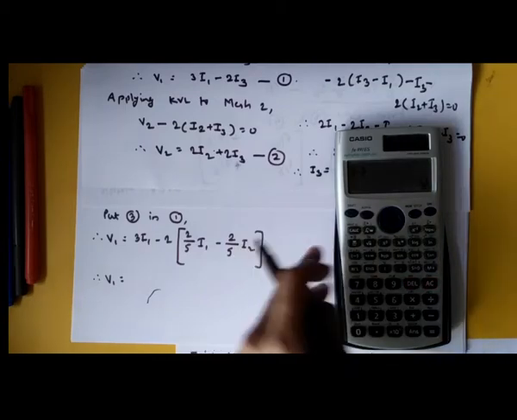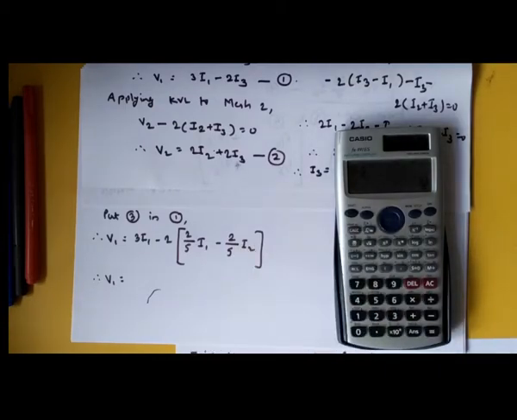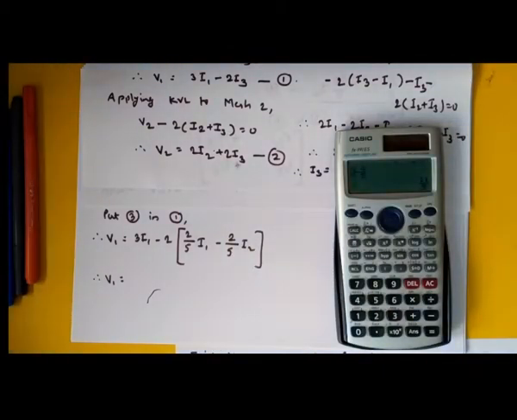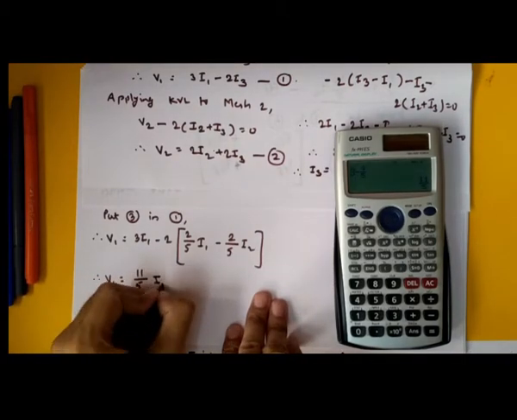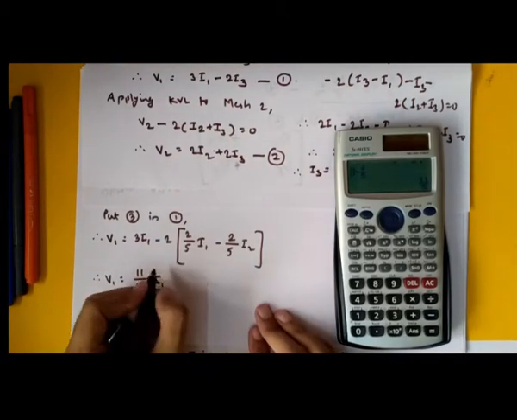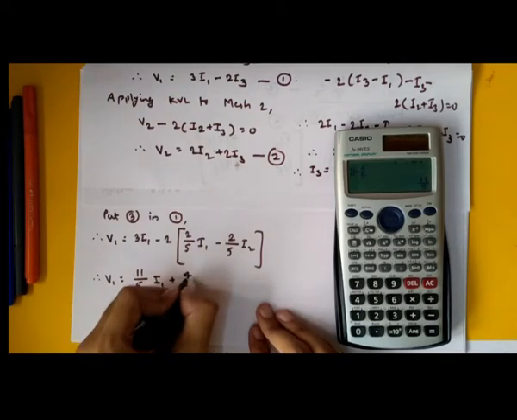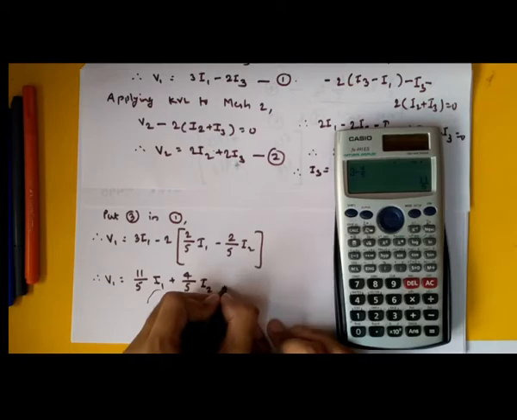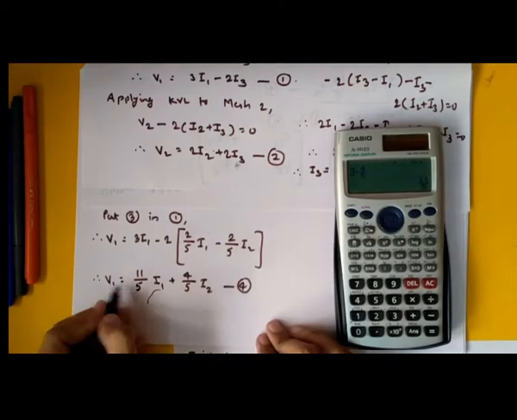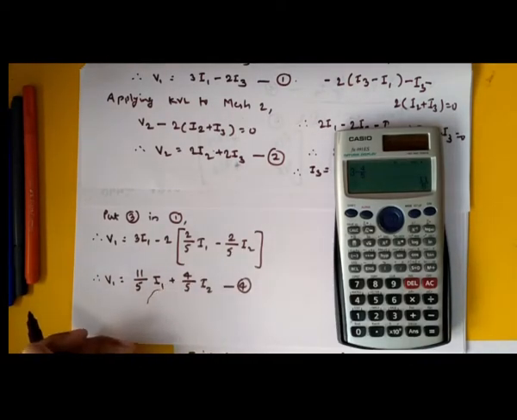It is not clear. Yeah. So what is it? 11 by 5. So 11 by 5 I1. This will be plus 4 by 5. So plus 4 by 5 I2. Right? Let's say this is equation 1. So V1 is a function of I1 comma I2 we are getting, right?